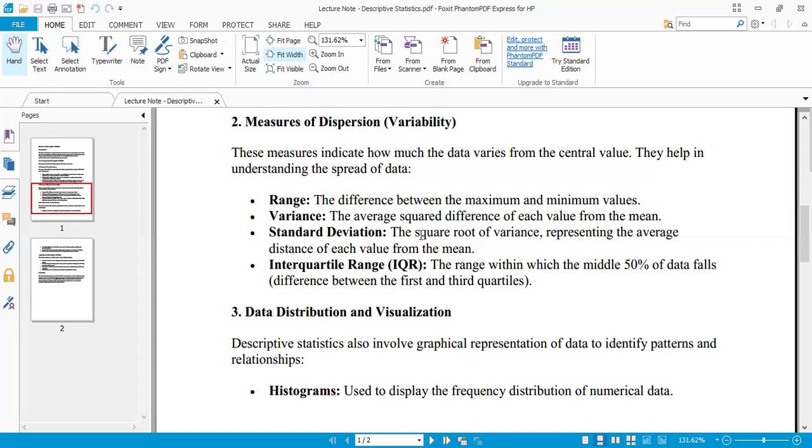So therefore, since standard deviation is related to variance, if variance is a measure of dispersion, then standard deviation also has to be a measure of dispersion. Square root of variance, representing the average distance of each value from what? From the mean. That's what standard deviation is about. It's a measure of spread from the mean, how data spread from the mean.